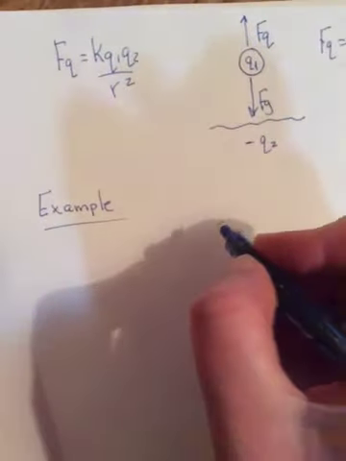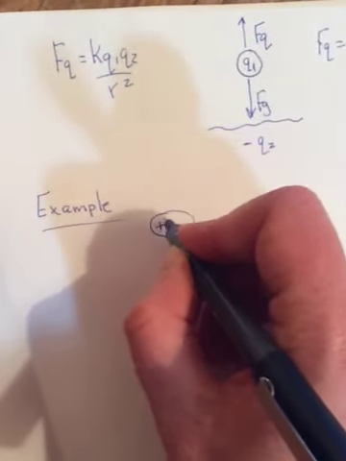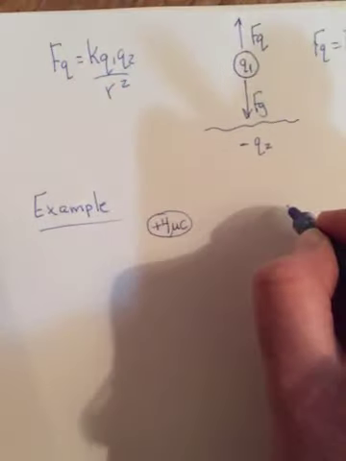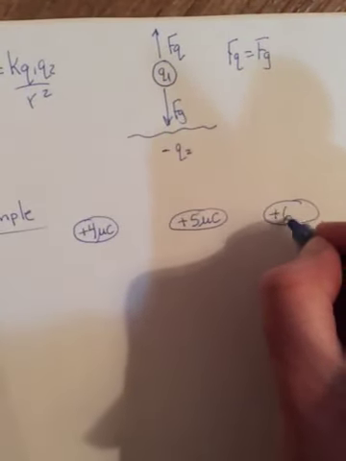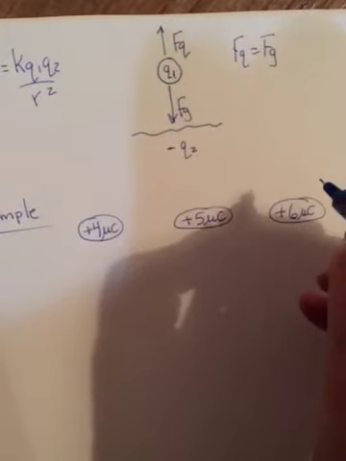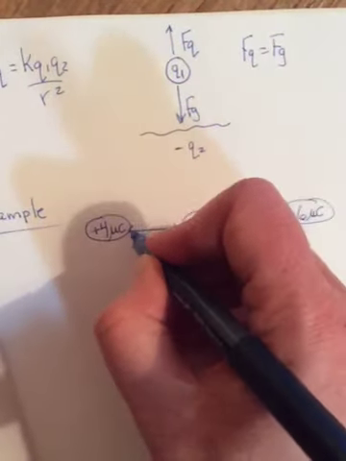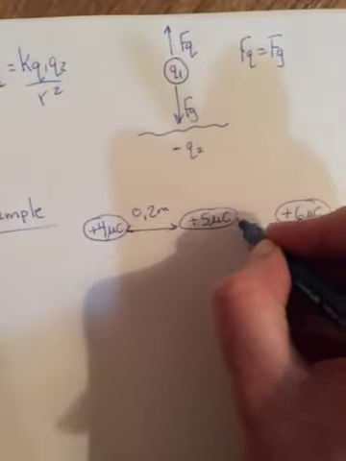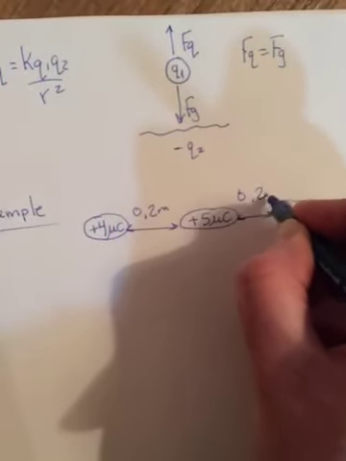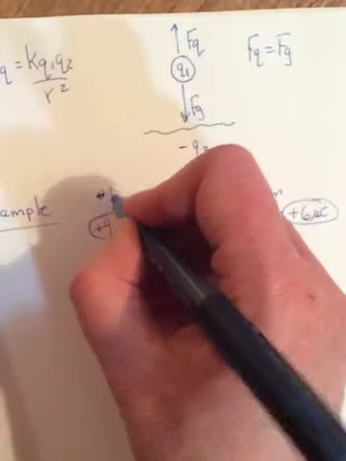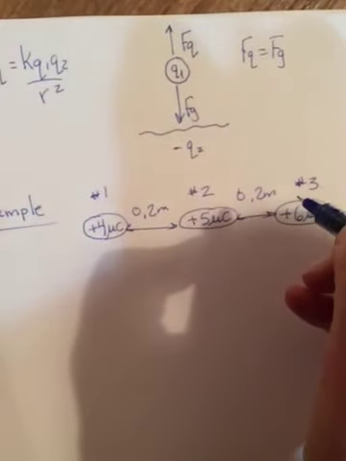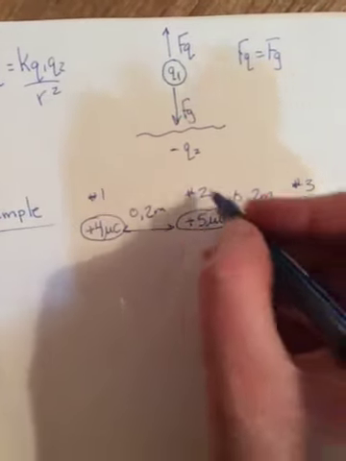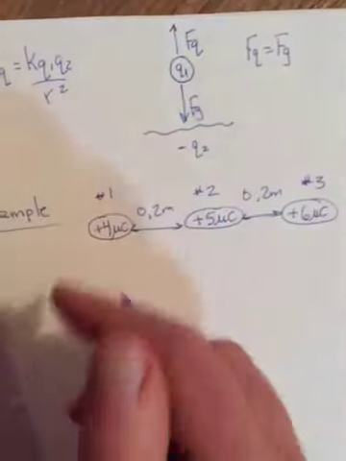says there are 3 charges in a row. There's a positive 4 microcoulombs, a positive 5 microcoulombs, and a positive 6 microcoulombs. I see a trend. And it says they're each 0.2 meters from the next. So this is 0.2 meters, and this is 0.2 meters. If we label this one number 1, this one number 2, and this one number 3, the question wants to know what's the net force on the central charge. So what's the net force on number 2?